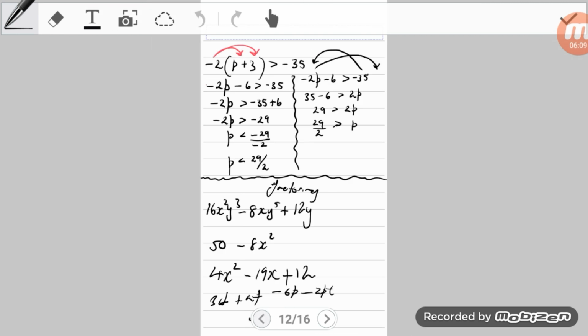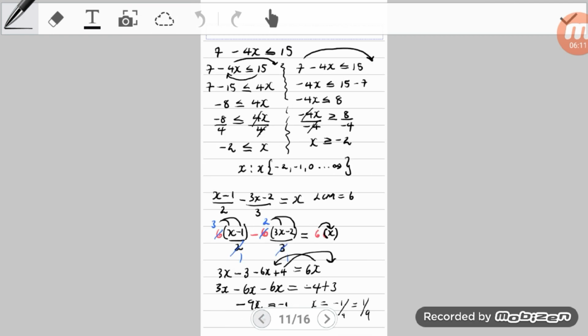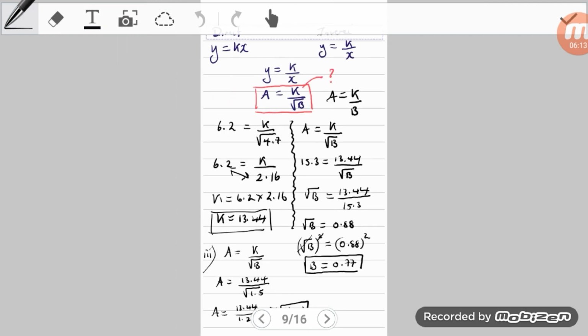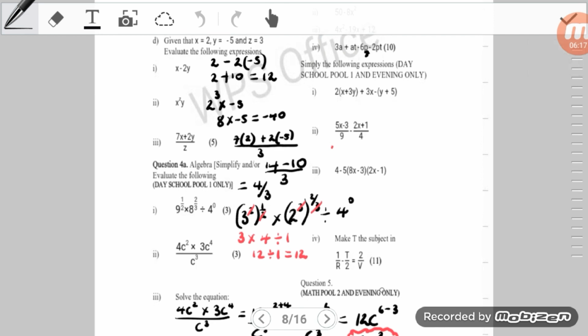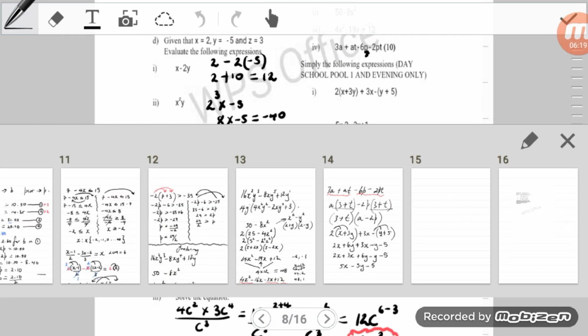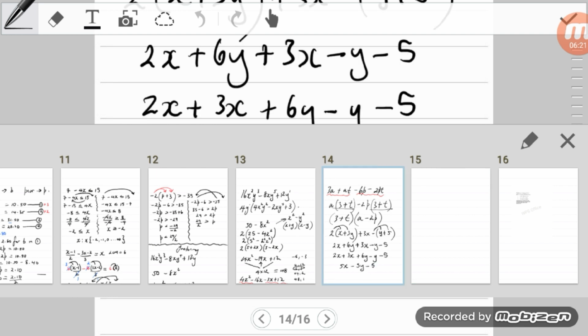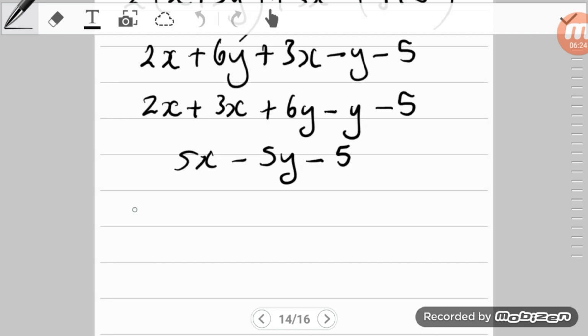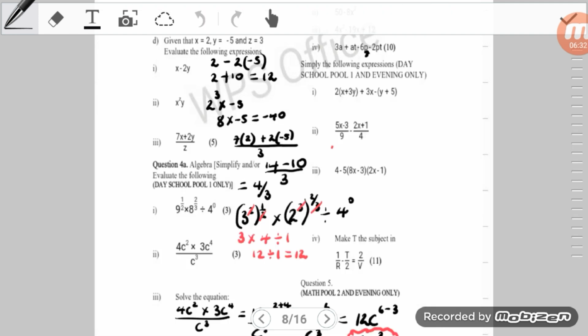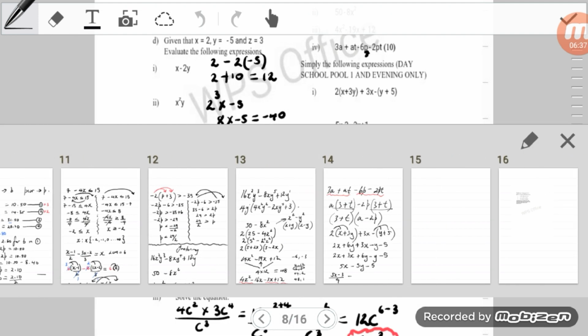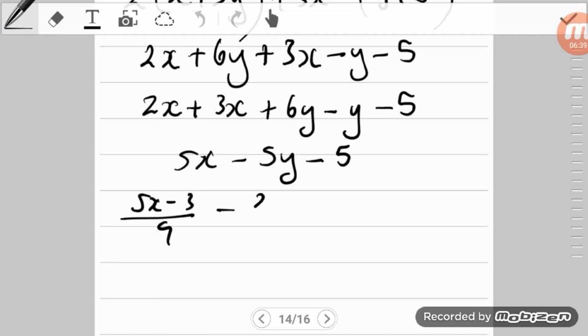Hopefully you guys are getting some value there. Let's go on to the next question that we're looking at. And this next question here is 5x take away 3 over 9, and I believe that's going to be take away from, let's look here, 2x plus 1 over 4.